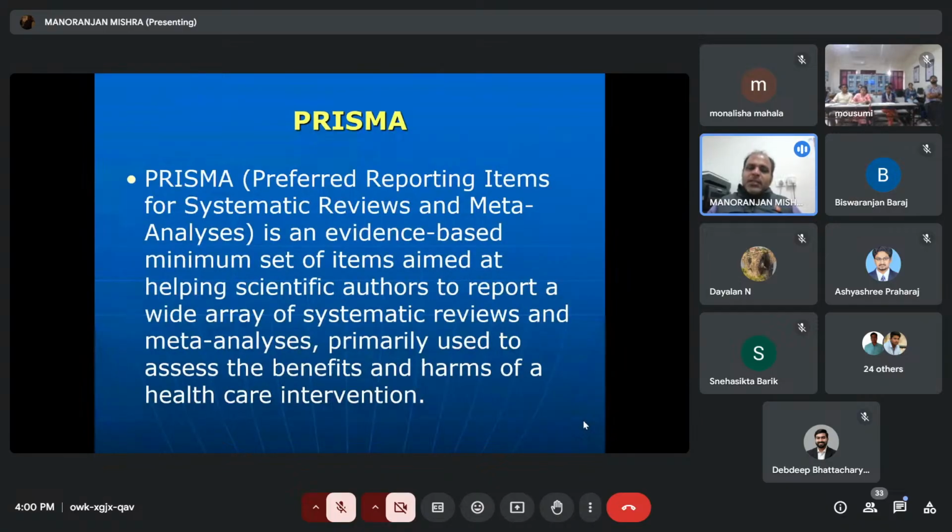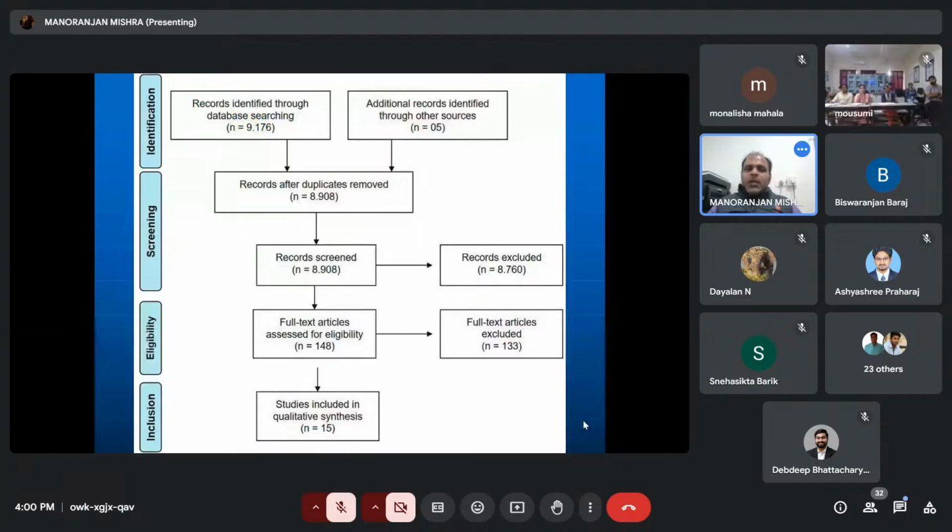It's an evidence-based minimum set of items aimed at helping scientific authors report a wide array of systematic reviews and meta-analyses, primarily used to assess the benefit and harm of healthcare interventions. Same thing you can see here. This is how they go about it.